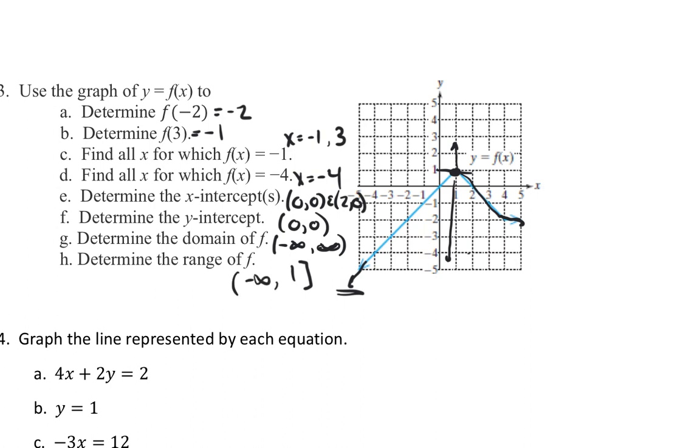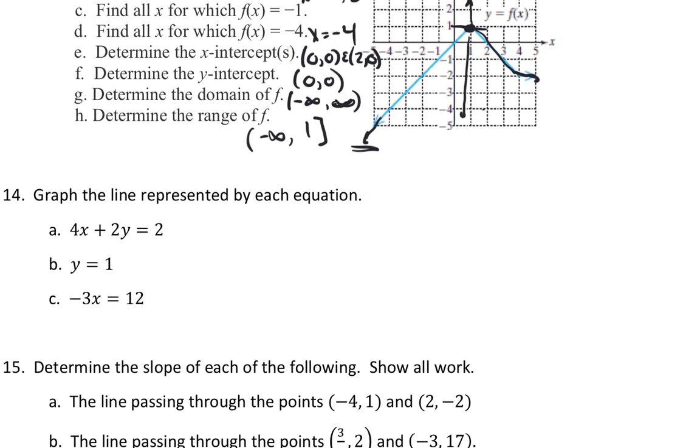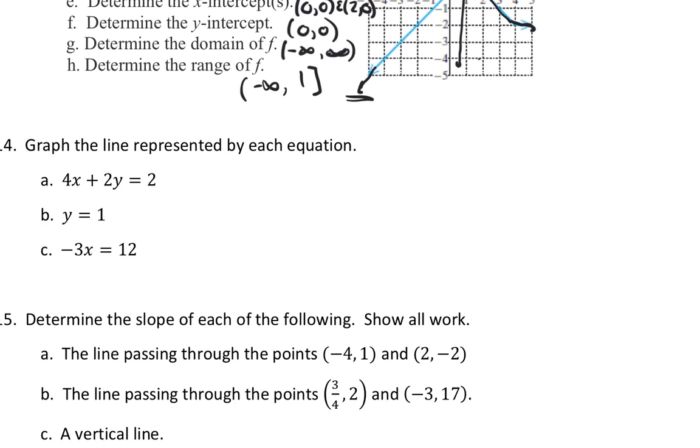All right. Question 14. Graph the line represented by each equation. For part A, we have to get it into a form where we know how to graph the line. So 2y is equal to -4x plus 2. And then divided by 2, y is equal to -2x plus 1. So if we were to draw that, I would know to start at 1.